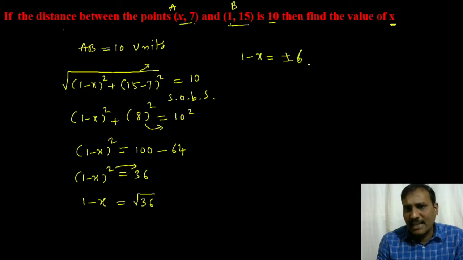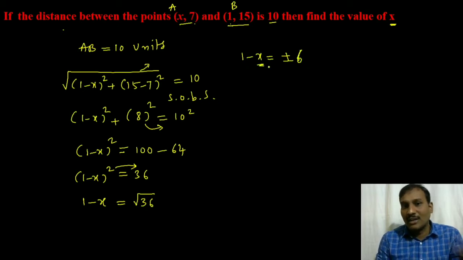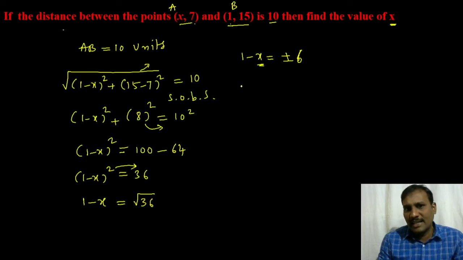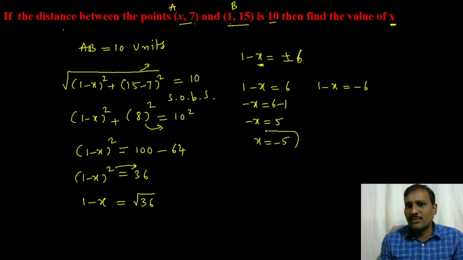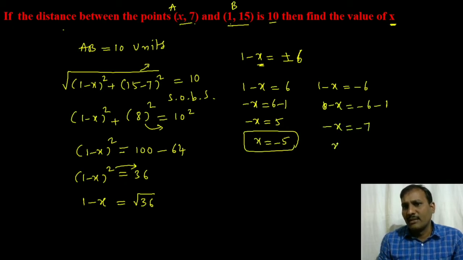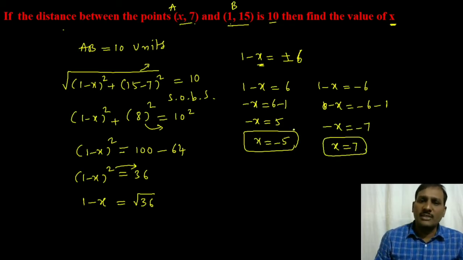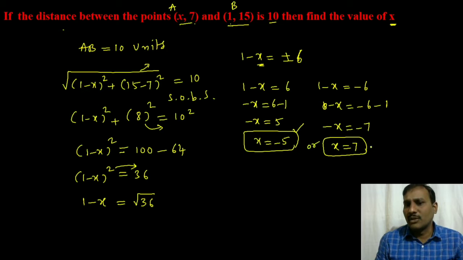You can take plus or minus here because it is the x value, not the distance. Means 1 minus x is equal to 6, and 1 minus x is equal to minus 6. So minus x is equal to 6 minus 1, minus x is equal to 5, x is equal to minus 5. And here, minus x is equal to minus 6 minus 1, minus x equal to minus 7. Both sides, if you cancel the minus, x is equal to 7. Therefore, x value is minus 5 or x is equal to 7.